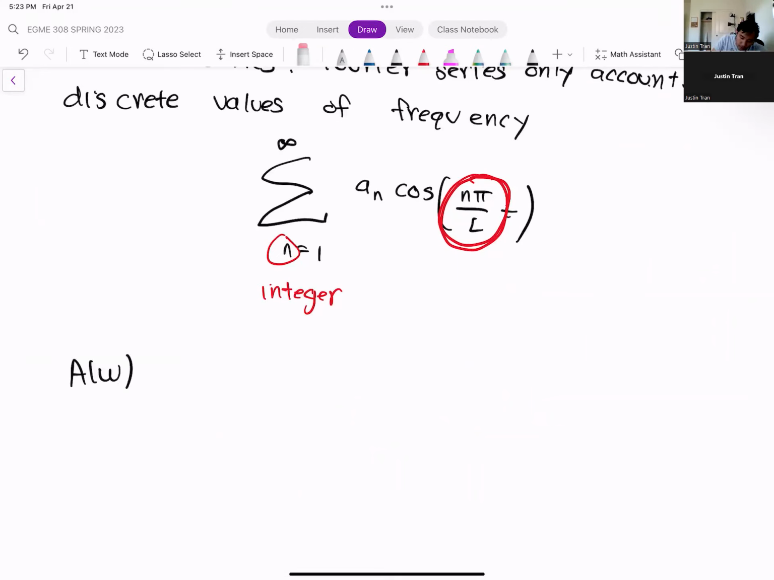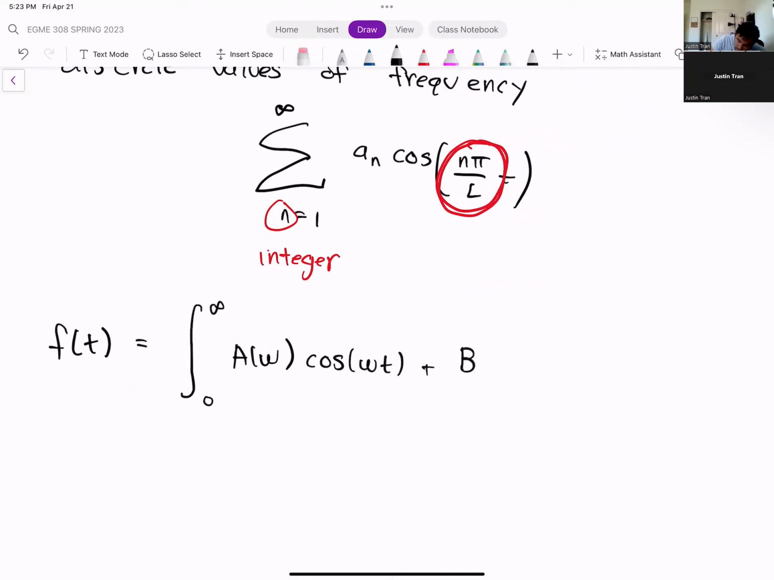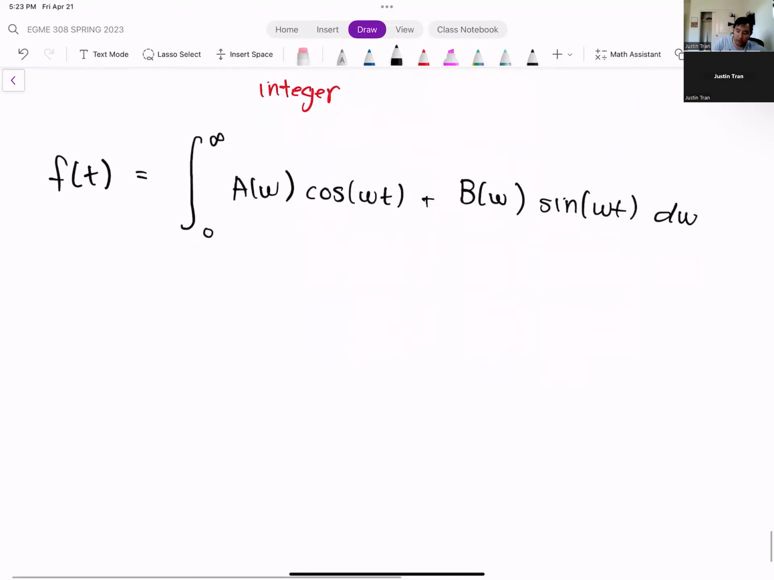Let me write out the Fourier integral first. If we have a function f of t, we could represent this in the frequency domain as an integral from 0 to infinity of some function A of omega times cosine omega t, plus another function B of omega times sine omega t. We're integrating over omega here. And our two functions, A of omega and B of omega, are given by the following.